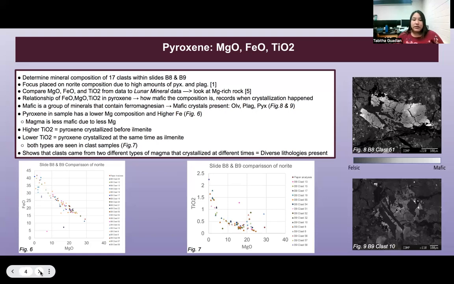What this tells us overall is that the clasts came from 2 different types of magma that crystallized at different times, which is why we see these diverse lithologies.